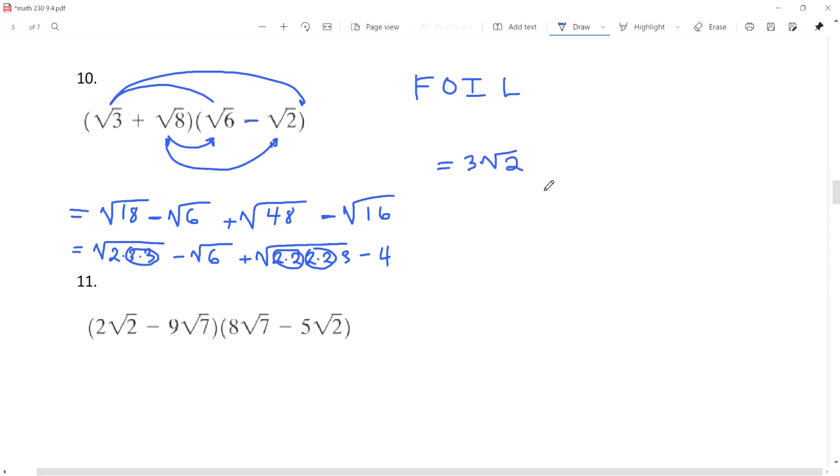We have a negative square root of 6. We have 2 times 2 in the front, which makes 4. So this is a 4 root 3. And we have a negative 4. Now look carefully. Can we add anything together? We have a square root of 2. There's no other square root of 2's. We have a square root of 6. There's no other root 6's. We have a root 3. There's no other root 3's. So that's it. We can't simplify this any further. That's it for example 10.